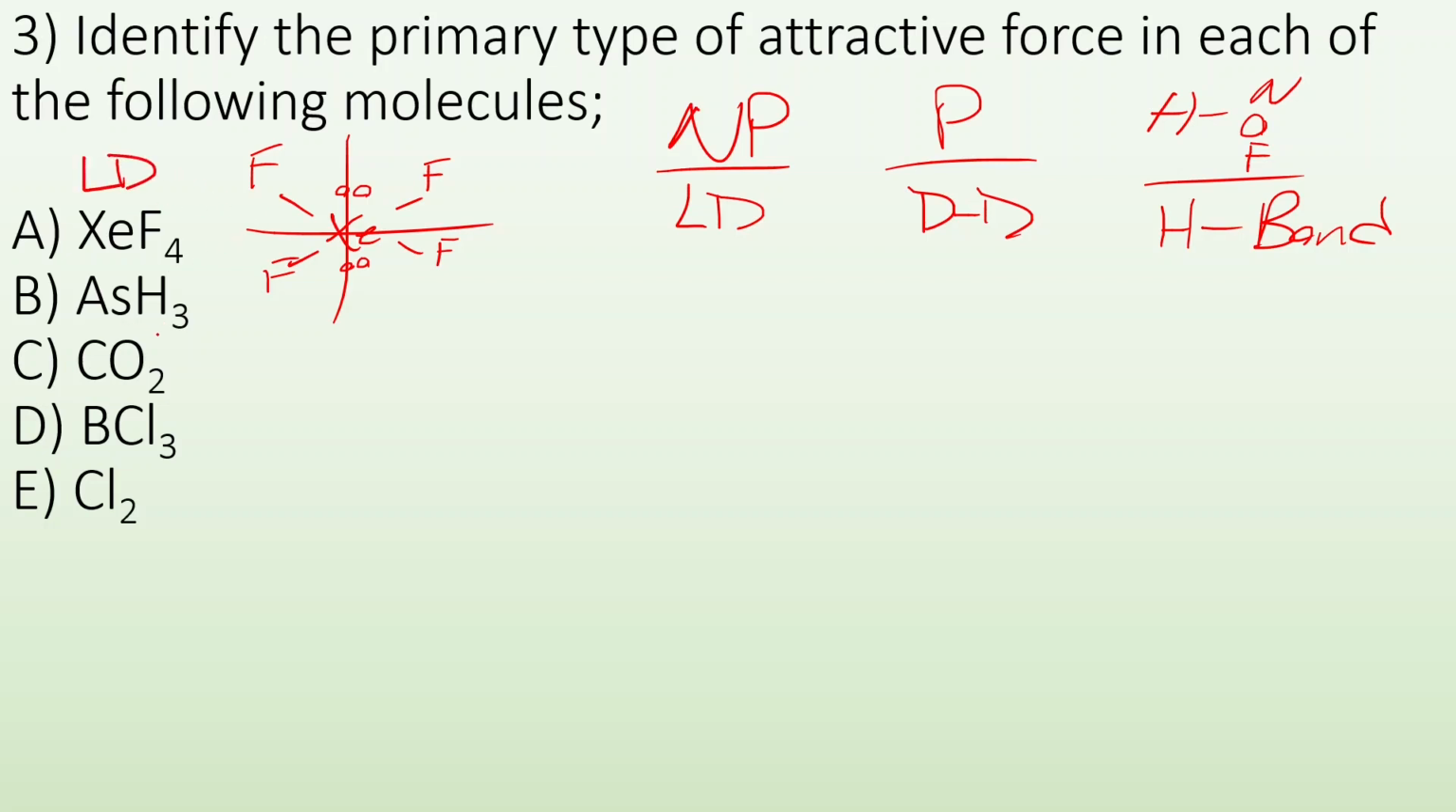All right, AsH3, when you draw the Lewis structure for that, you're going to have As in the middle with three H's bonded to it. And then there's going to be a lone pair of electrons on that central atom. One line of symmetry tells me that it is a polar molecule, which means for AsH3, you have dipole-dipole attractive forces.